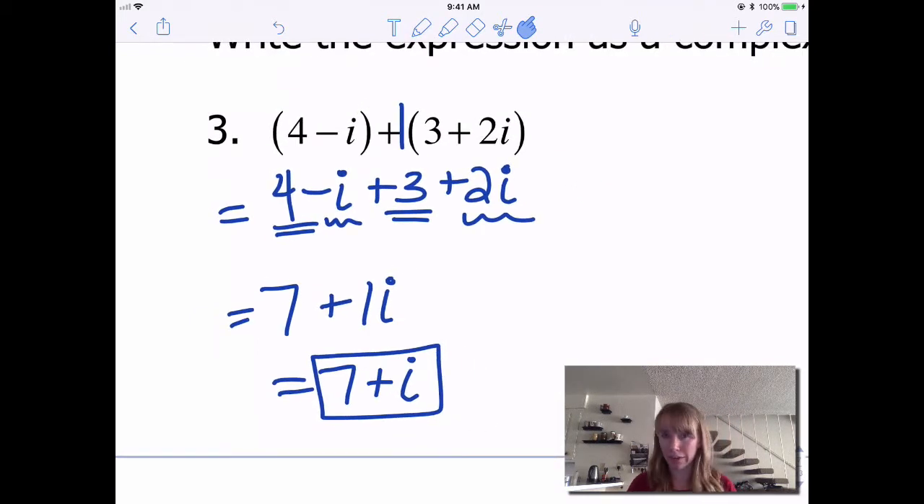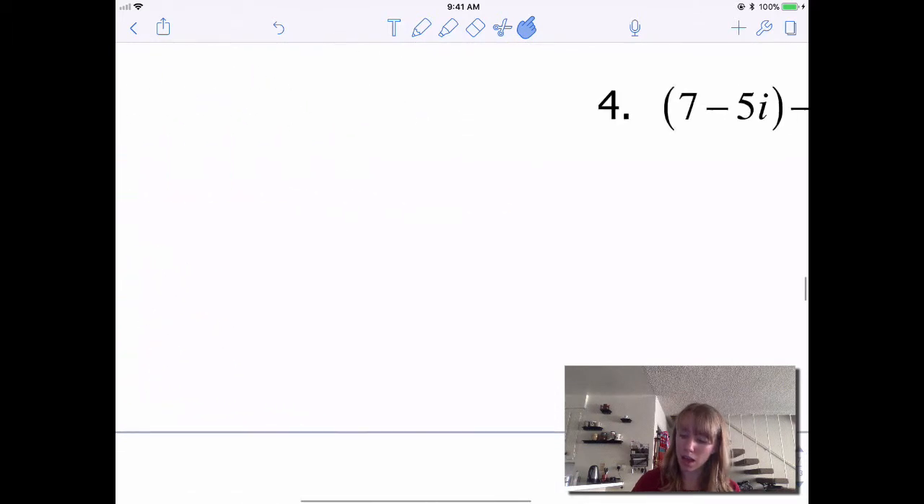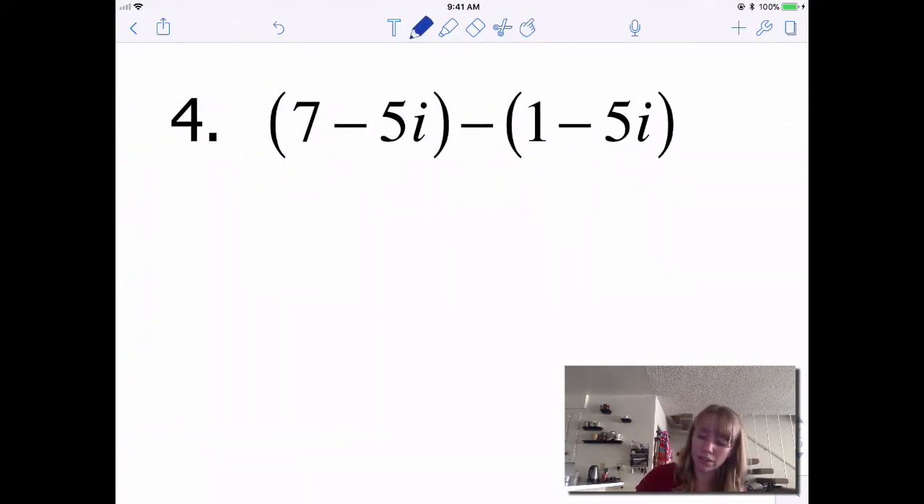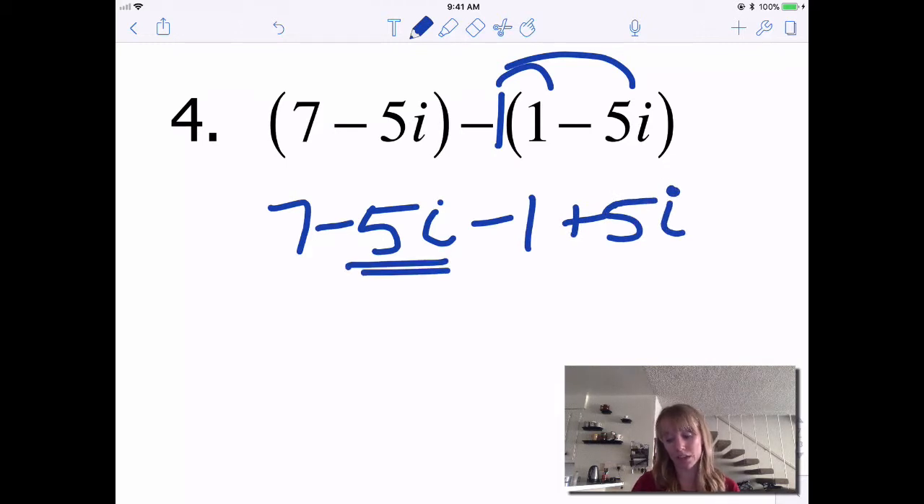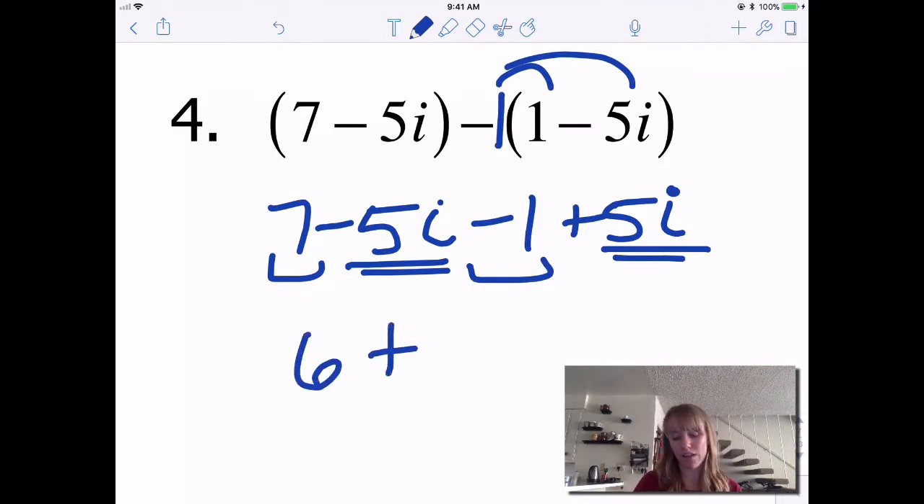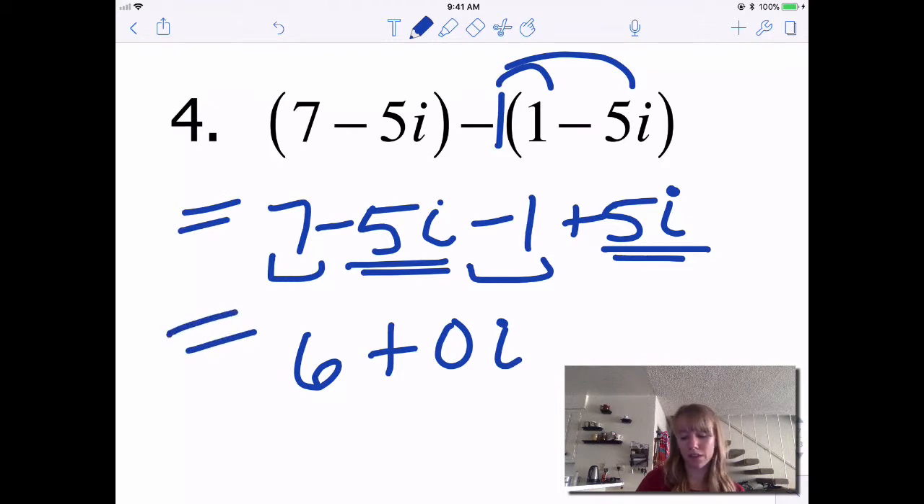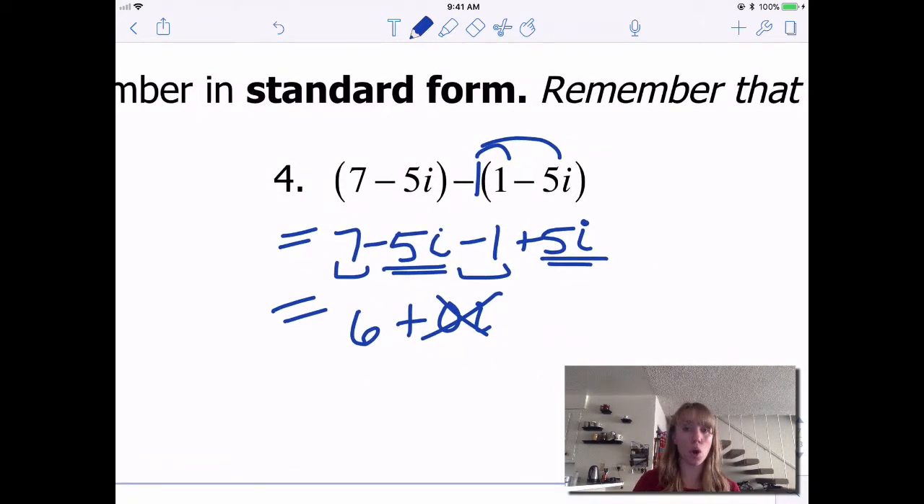That should seem super familiar from last chapter. If it doesn't, go back to the factor chapter and watch the video on adding and subtracting polynomials. Otherwise, the only difference with number 4 is remember that we've got this negative in the middle, meaning I have to distribute a negative 1 to both pieces. So I've got 7 minus 5i, and then negative 1 plus 5i. So combine your like terms. 7 and a negative 1 is 6. Negative 5 and positive 5 is plus 0i. But 0 times anything is just 0. So that just really means I have no i part. I have 0 i's. So my answer is just 6.